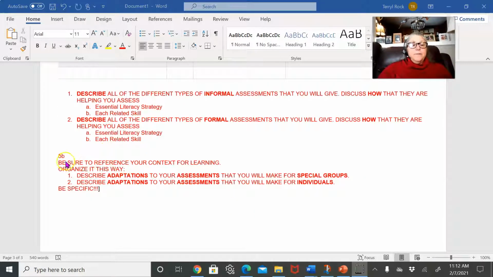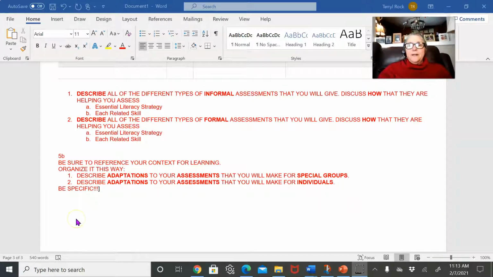5B, you'll want to reference your context for learning. I would suggest describing it this way. Describe the adaptations that you've made to your assessments for special groups, and adaptations to your assessments that you make for individuals. Be specific, point to evidence in your lesson plans, point to evidence in your assessment file.